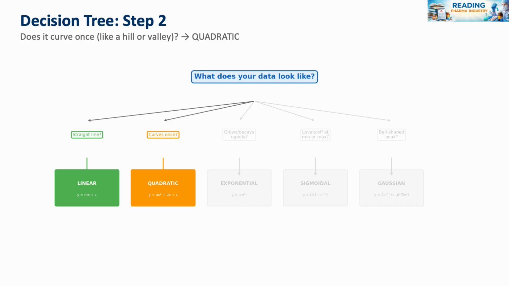Does your curve have just one bend, one turning point? Does the data go up then down, or down then up? Then that looks like a parabola, and in this case you use a quadratic. So basically y equals ax squared plus bx plus c.